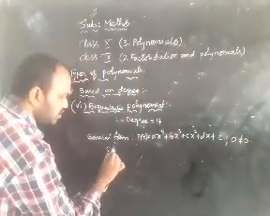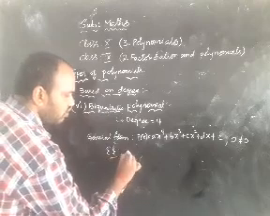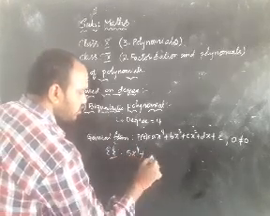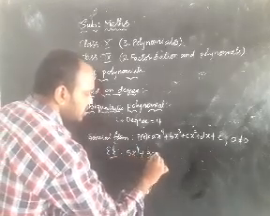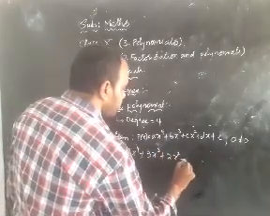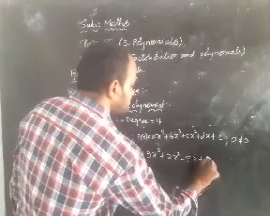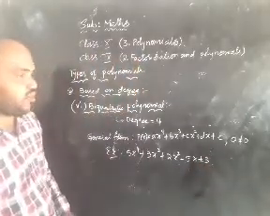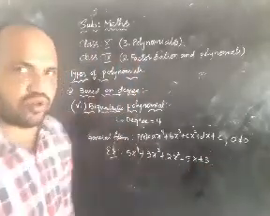See the example here, 5 into x to the power of 4 plus 3 into x cube plus 2 into x square minus 5x plus 3. It is a biquadratic polynomial with a degree 4.